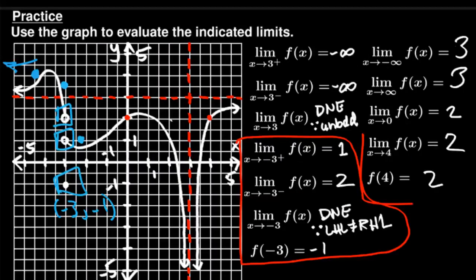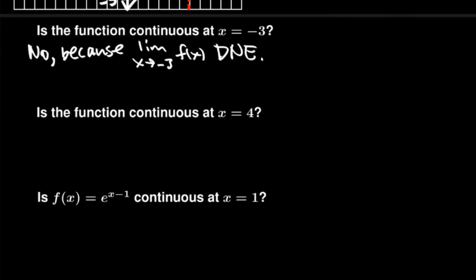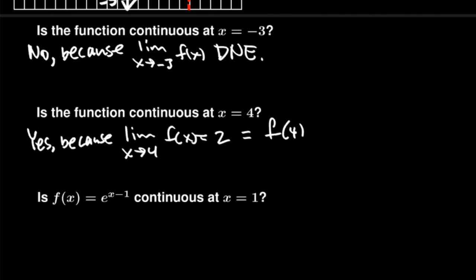Okay, how about at 4? We can look at this. So the limit as x approaches 4 exists. f of 4 exists. Are they the same? Yes, they equal each other. So you don't just say yes because. On the test I'll actually ask you why, so you have to explain as well. You can say the limit as x approaches 4 of f of x equals 2, which is equal to f of 4 as well. Cool.